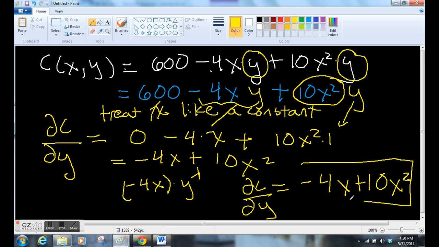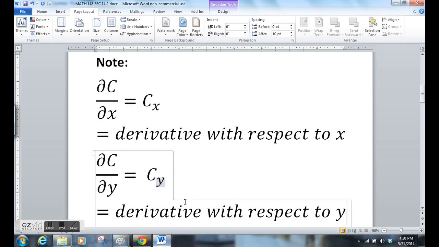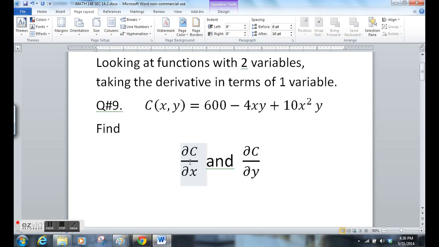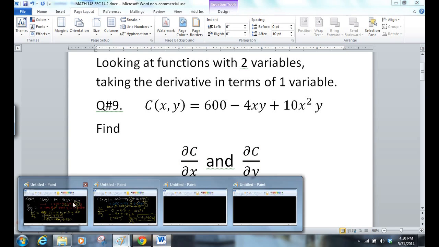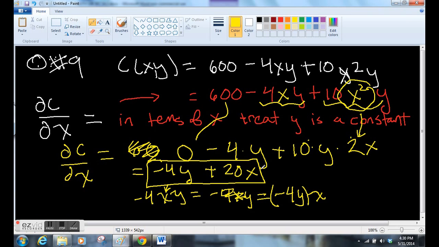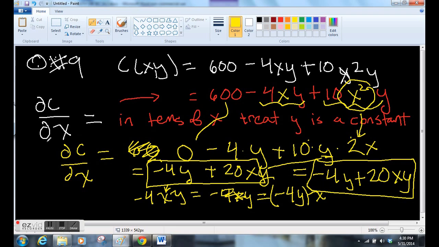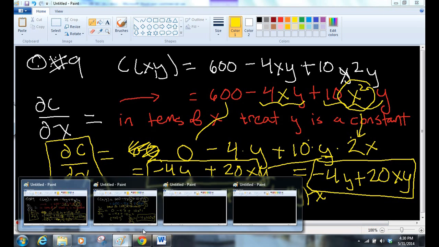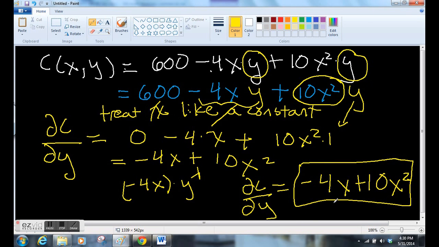Ta-da! So, again, going back to this problem, here's the problem. Find dc dx and dc dy. So here's the derivative in terms of x, negative 4y plus 20x. Oops, look, I left something off of here. This y should be down here. So the answer here is negative 4y plus 20x. That is the derivative in terms of x. Do you see how awkward it is when somebody has messy handwriting? Okay. And then the derivative in terms of y is here. dc dy is negative 4x plus 10x squared. So I'm going to do another problem in another video.